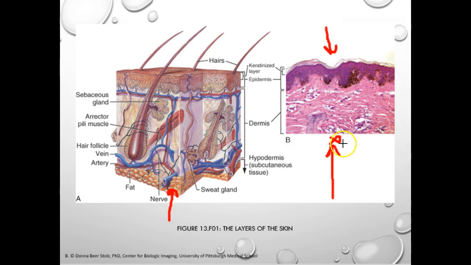So that hypodermis has fat, and it kind of helps to anchor the skin down. It provides warmth. Having a little bit of fat in that hypodermic layer provides some warmth and some cushioning. So when we're sitting, it gives us a little cushion in our tushy.